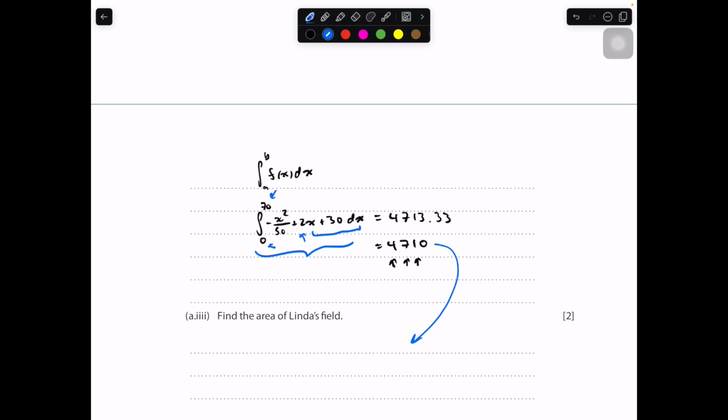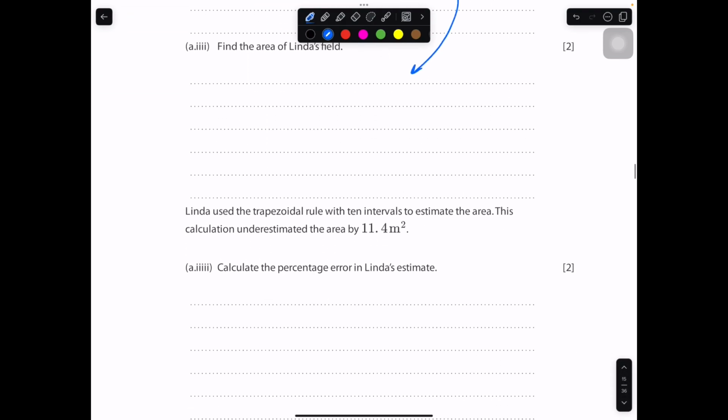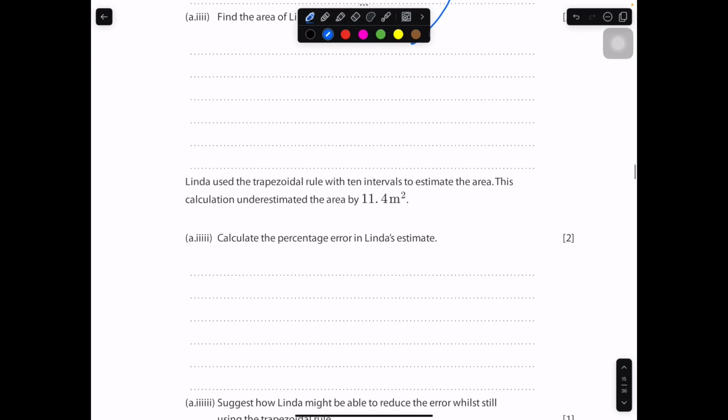This is a numerical integral. Potentially, if you're familiar with the process, could be quite good. Okay. Linda used the trapezoidal rule with 10 intervals to estimate the area. This calculation underestimated the area by 11.4 meters. Calculate the percentage error in Linda's estimate.